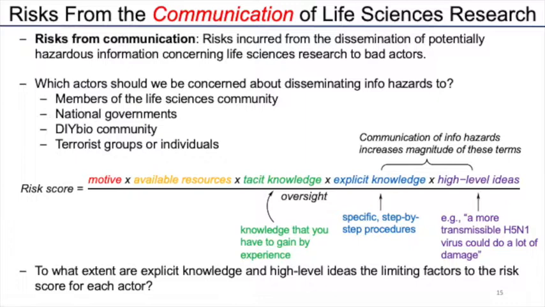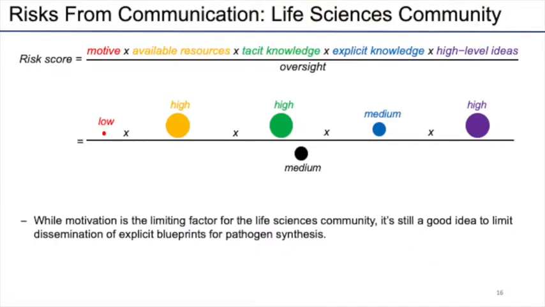So I'm basically going to go through these actors and put in, again, just my best subjective guesses for these different factors. Starting with the life sciences community, I'm not going to explain every different factor here, but you can see that basically motive is the limiting factor in terms of what the life sciences community may be able to carry out.